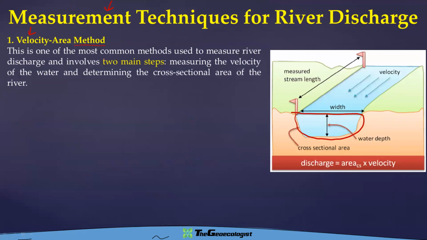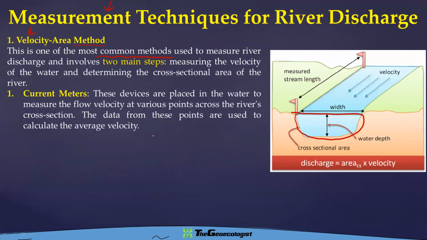So if you observe, this is one of the most common methods used to measure river discharge, right? And it involves two steps. What are the two steps? First, you have to have this cross section area, a point here, right? And along that, you need two things: current meters. These are devices which are placed here, right, in the water to measure flow velocity at various points.